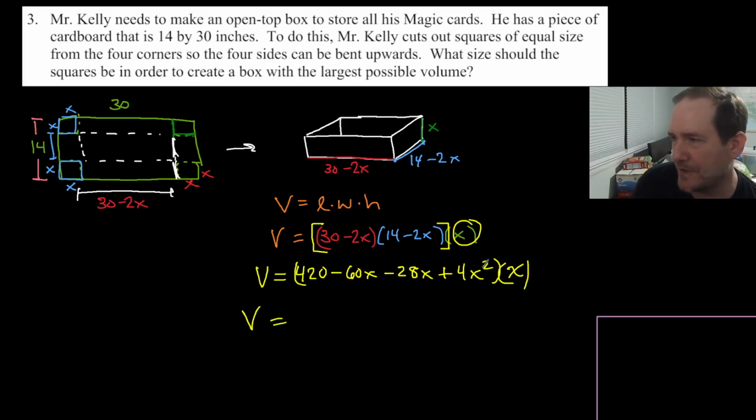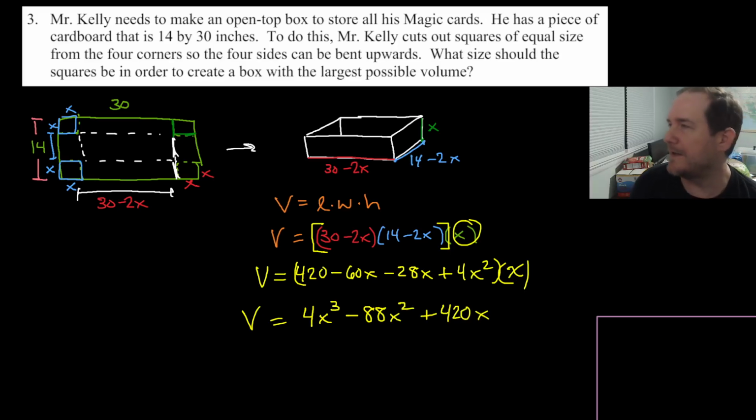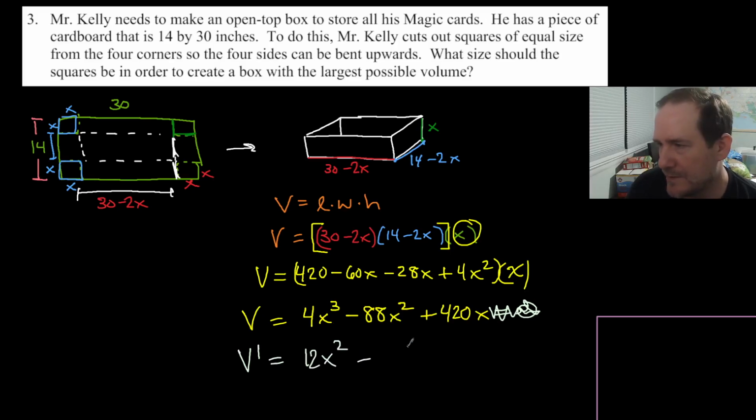Let's reorganize. 4x squared is going to become 4x cubed, and that's going to come first. Then these middle terms, this is 88x, so times another x will be minus 88x squared. And then we've got the 420, which will become plus 420x. And again, if we're trying to maximize this, then our job would be to set this equal to 0. Oops, nope, just kidding. We have to differentiate first. So let's find V prime. And V prime will be 12x squared minus 176x plus 420.